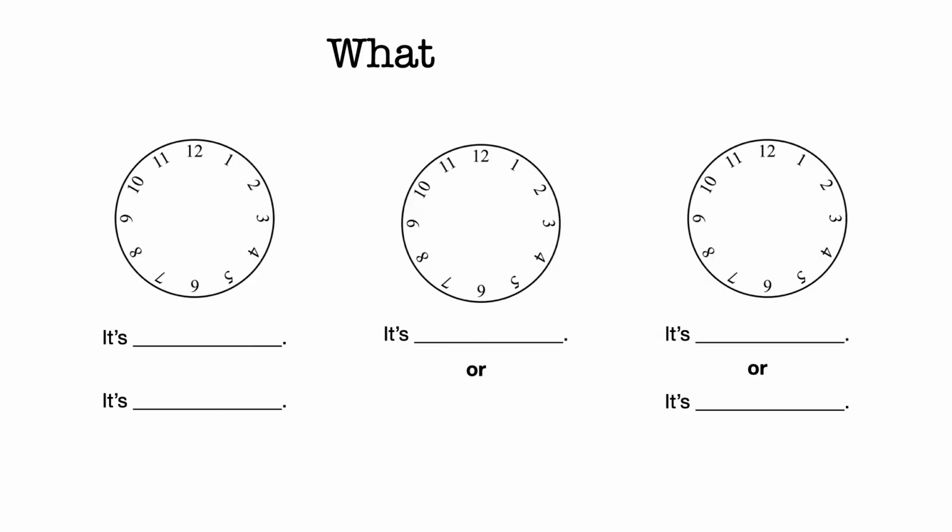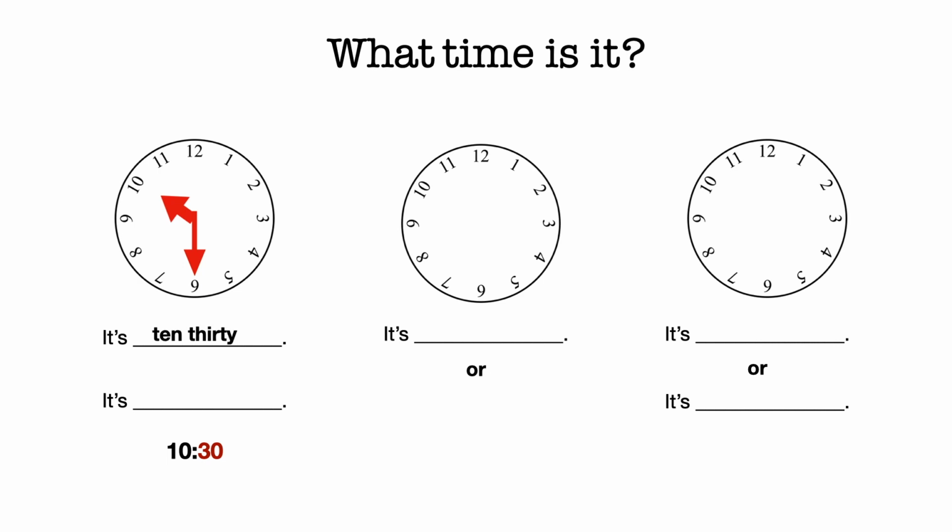Let's move on. Once again, what is the question? What time is it? It's 10 o'clock, but I have a surprise for you. Now our minute hand moved down and now it's pointing at 6. So it's not 10 o'clock, it's 10:30. And you can say it as 10:30. Or you can say it in a different way. You can say it as it's 10:30. And let's stop here and think.